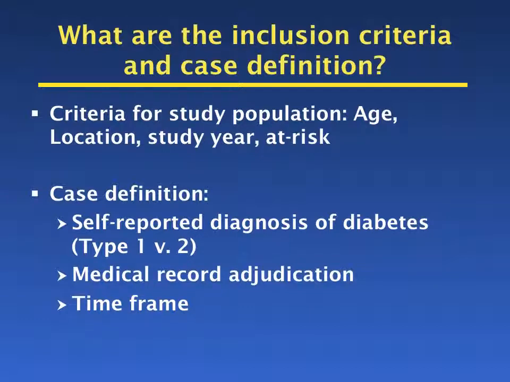Another aspect of the case definition is the time frame for diagnosis. The NHANES study asks about a previous diabetes diagnosis within a specific time period, and the D-action, being a prospective study, collects the date of diagnosis and can therefore look forward or backward within a specific time frame.